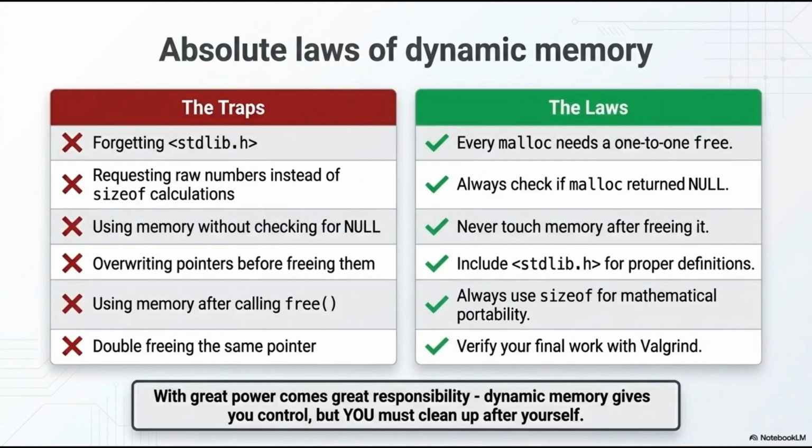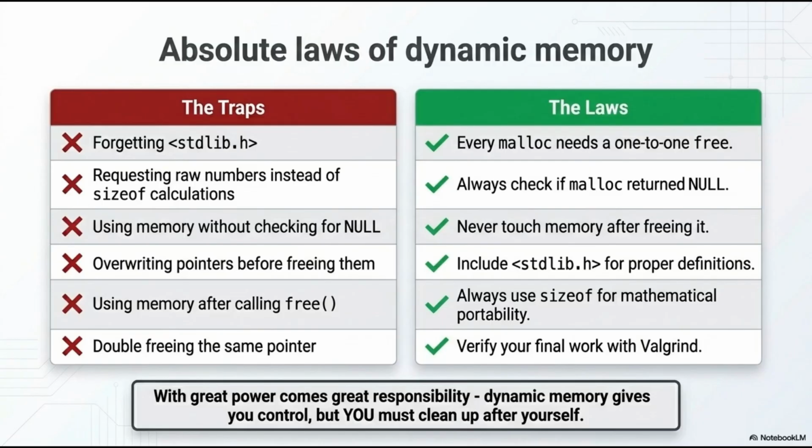Honestly, burn these rules into your brain. This is your definitive checklist to manage dynamic memory successfully. Avoid the traps: forgetting stdlib, using raw numbers instead of sizeof, overwriting pointers before you free them, or the dreaded double free, trying to free the exact same pointer twice. Instead, live by the absolute laws. Every single malloc needs a one-to-one free. Always check for null. Never, ever touch memory after you've freed it. And always verify your final work with Valgrind.